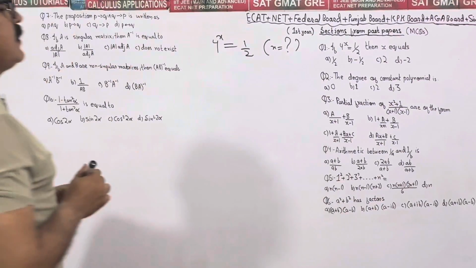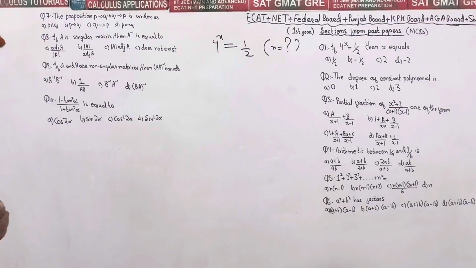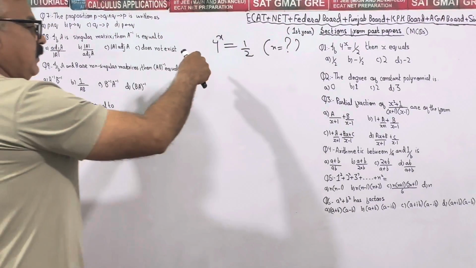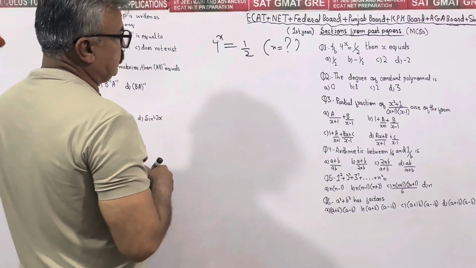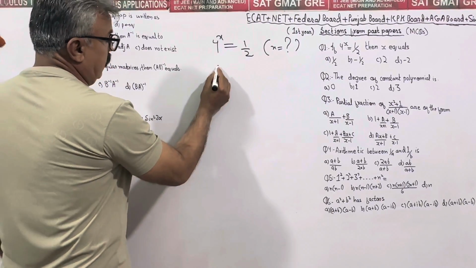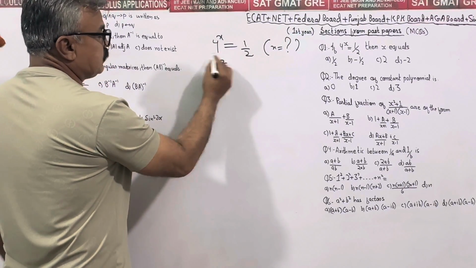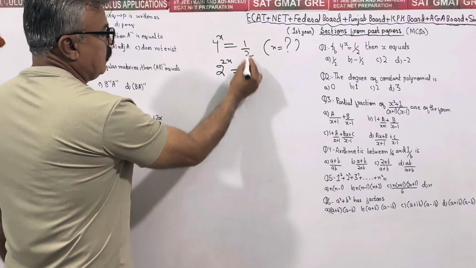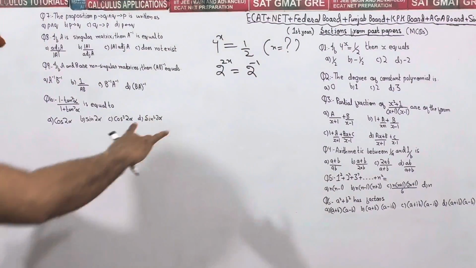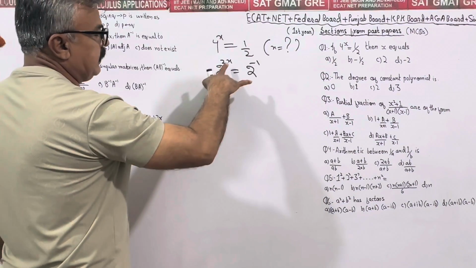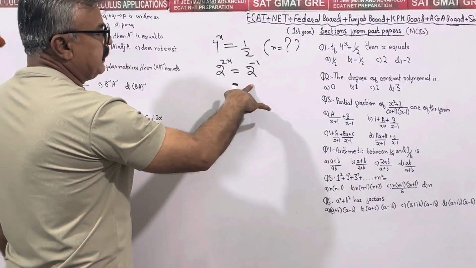Such equations are known as exponential. Exponent means power. Our variable lies in the power. That's why it is known as an exponential equation. Okay, cool. 4 can be written as 2 square, raised to x. 1 over 2 can be written as 2 raised to minus 1.